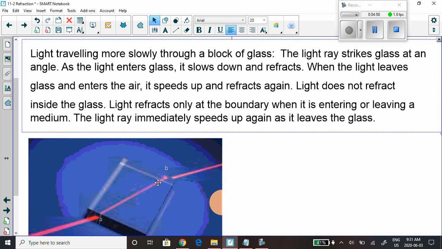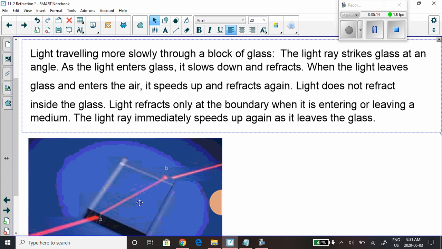While it's in the glass, it keeps its direction. It doesn't bend while in here. It only bends at the boundary. And then look what happens again. It hits another boundary. Now it goes from the glass back into the air. Look, its direction changed again.